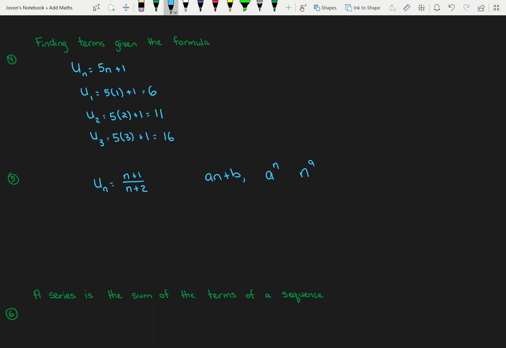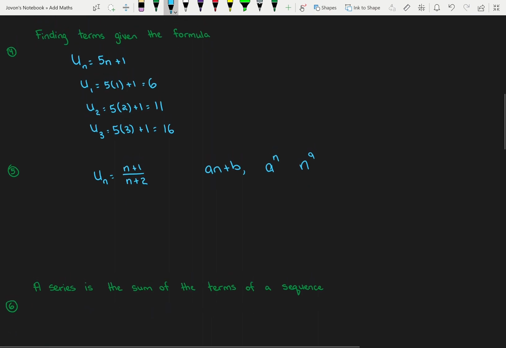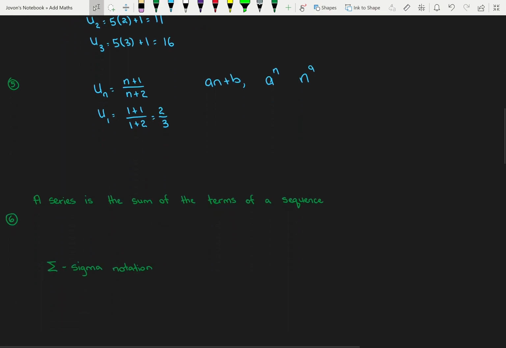So it varies, okay? So again, for this one now, let me say we have u of 1 would be equal to 1 plus 1 over 1 plus 2, which is equal to 2 over 3. If we want to find the second term, it would be u of 2, right?